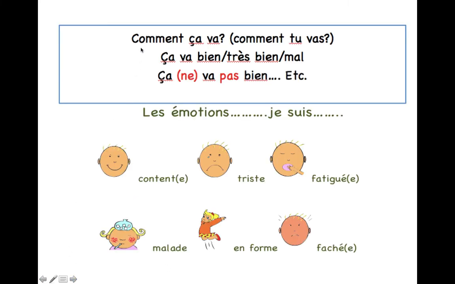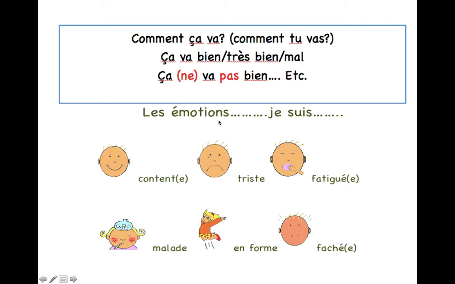When we're asking people how they are, we can ask comment ça va, or simply ça va, or comment tu vas. You might say ça va bien, ça va très bien. Ça va mal is not usually used, but it's really when you're quite unwell. You could just say ça ne va pas bien, or ça va pas bien. This is because we don't hear this normally in everyday speech.